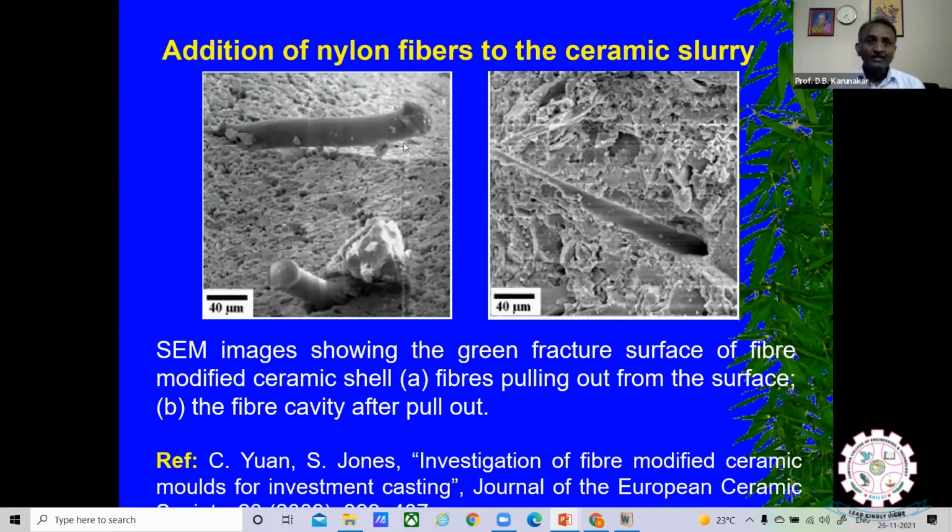You see, this is a tiny passage, and this is a tiny passage. They may look bigger, but you see the size. The size is very small. Maybe the diameter of these passages is some 30 microns, less than 40. Like this much is 40 microns. So tiny passages were created inside the ceramic shell. This has helped the hot gases to escape from the shell.